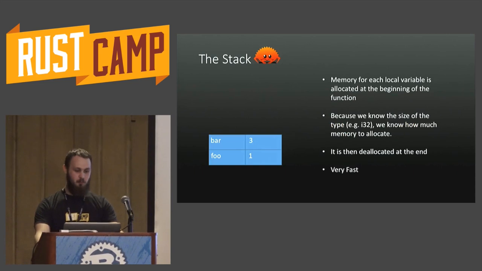So what Ferris just built is called the stack. It's a fairly basic data structure and is a good way to think about memory on the low end. You see, memory for each local variable is allocated at the very beginning of the function. Some caveats, but for that. And then because we know the size of the type, we know how much to allocate, and it's deallocated at the end. And because it just goes in sequential order, it's very fast.